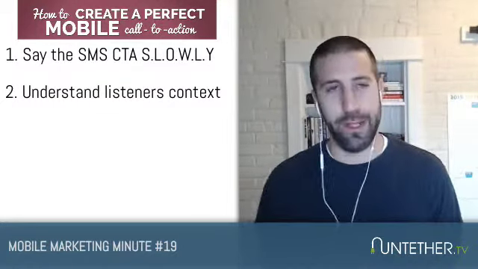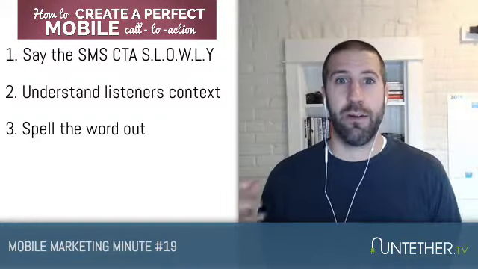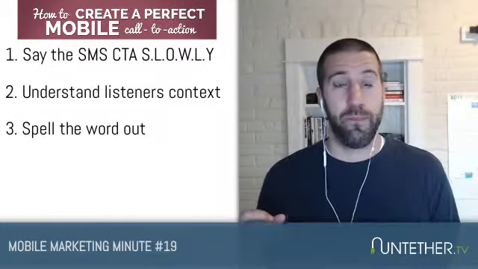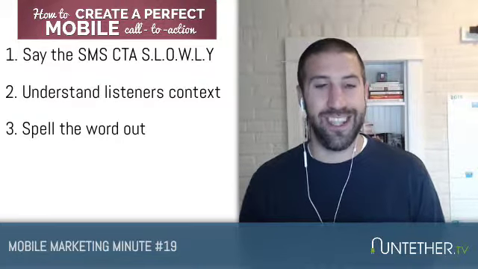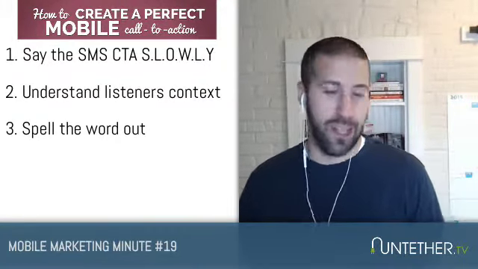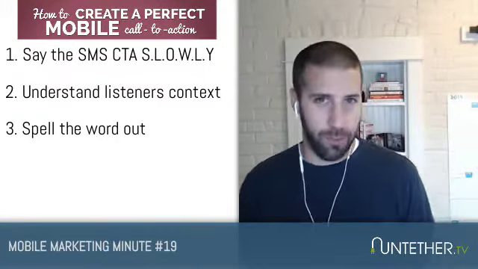The third one is spell the word out, whatever your keyword is, especially if you have a word that is normally two words combined together as one. For example, my friend says, text leadpages. A lot of people would probably do lead space pages, but he says text leadpages, one word, L-E-A-D-P-A-G-E-S, and then the number, which he says slowly again, 3-8-4-7-0. So spell the keyword out, speak your shortcode one number at a time.